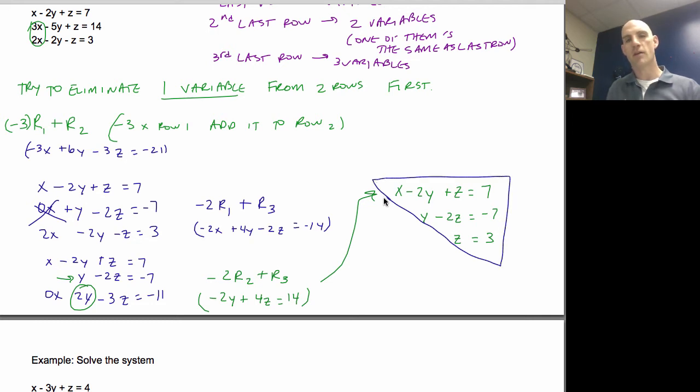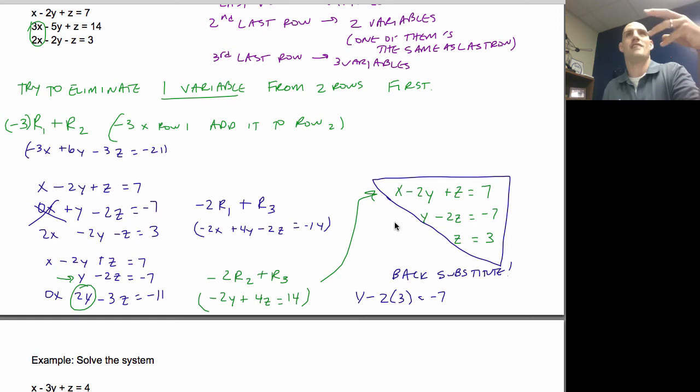Why does this help me? Because now I can back substitute. Okay, and so y minus 2 times 3 equals negative 7. You're going to see this is the same example. We just had a different form of it. And so if I add 6, then y is equal to negative 1.